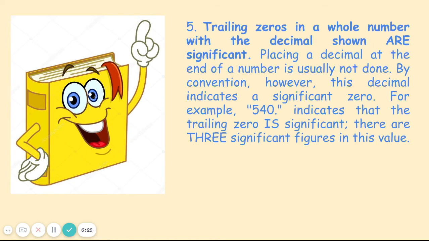So, rule number 5. So, trailing zeros in a whole number with the decimal shown are significant.